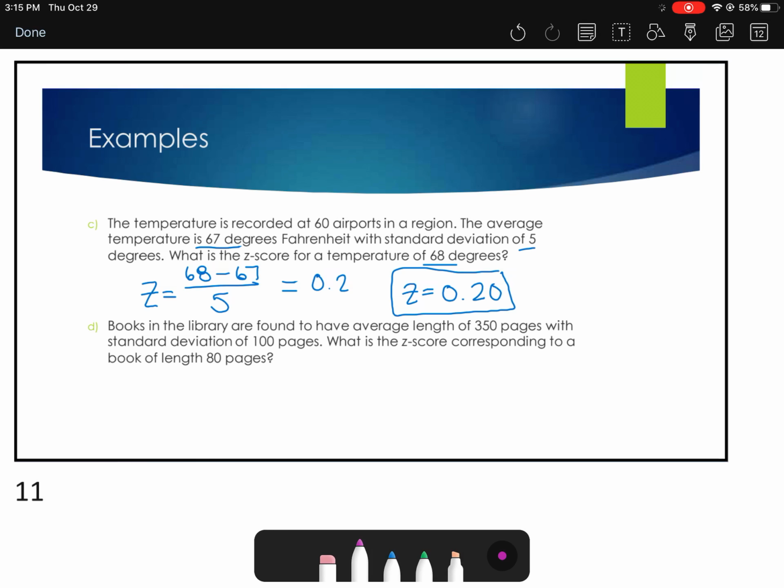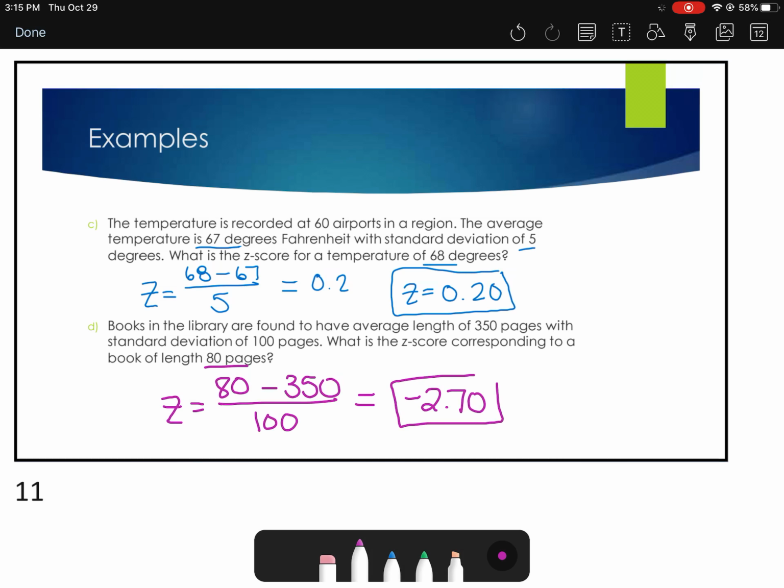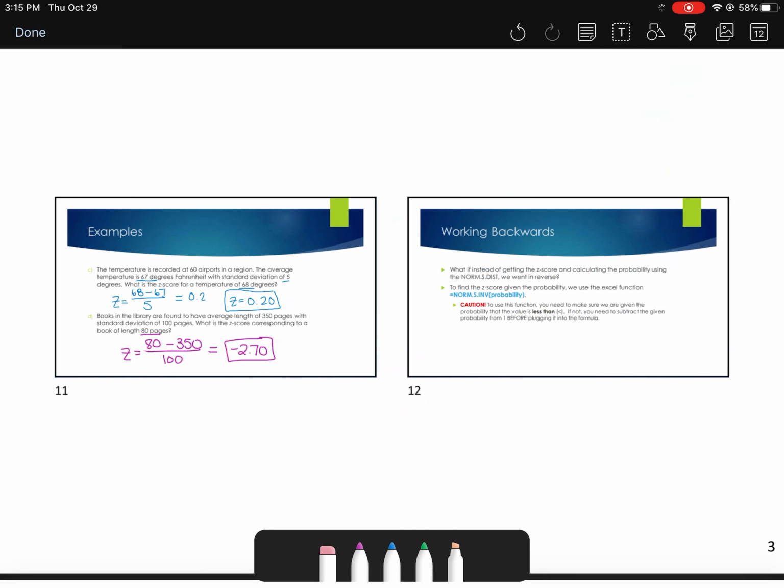Okay, so let's go to D. Books in the library are found to have an average length of 350 pages with standard deviation of 100. What is the z-score corresponding to a book of length 80? Well, we want to know what's 80, so that's x minus the mean, which is 350, all divided by 100. After plugging that into our Excel, we get negative 2.70. So hopefully you did well on those two examples.